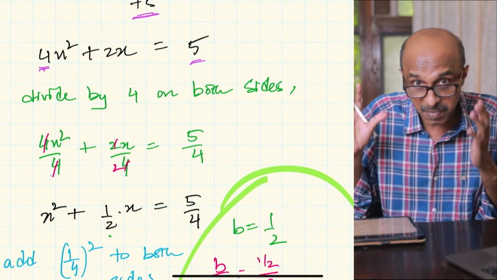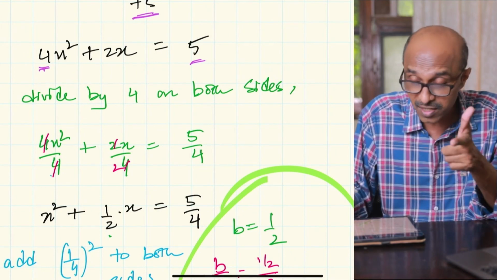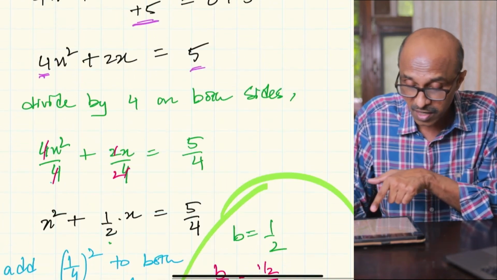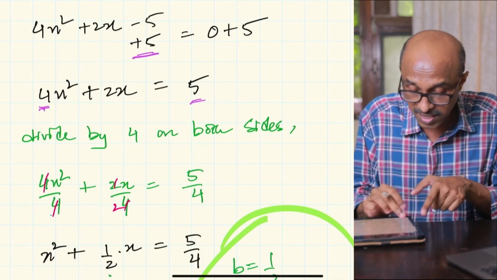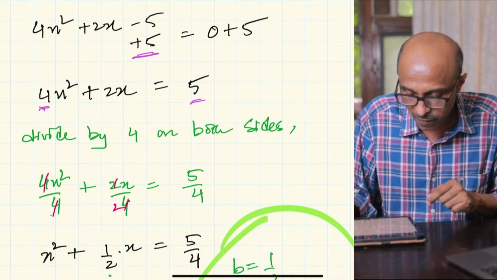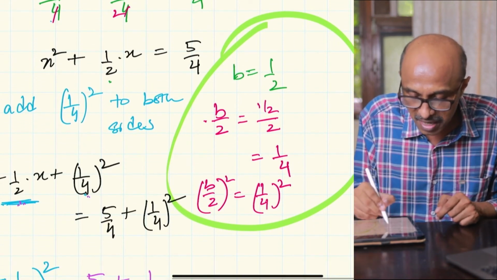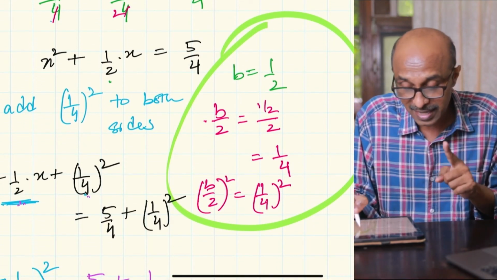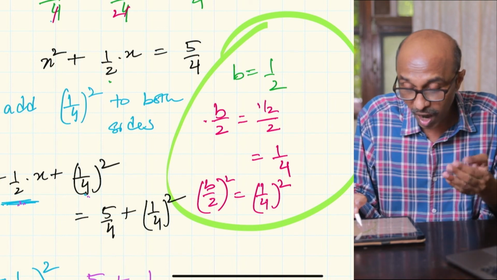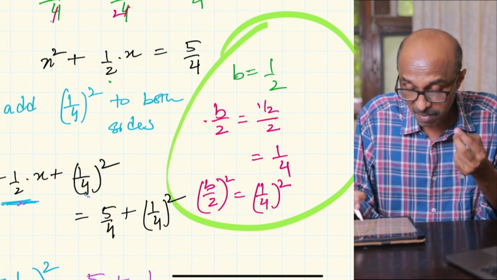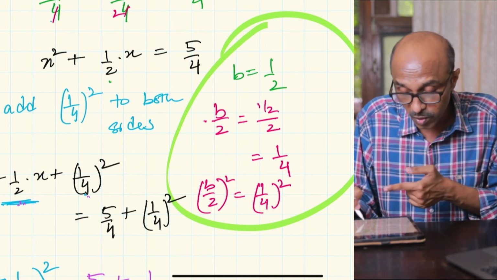Then, this is the important thing: divide by a on both sides. Don't identify a, b, and c right away. Don't identify the b right away. So divide by the a on both sides. In this case, it was 4. So you divided by 4 on both sides. And then you'd get the middle term as 1 over 2. That is the b that you're working with. So you half it first, just like we did in the first example. b over 2, and then do b over 2 the whole square.